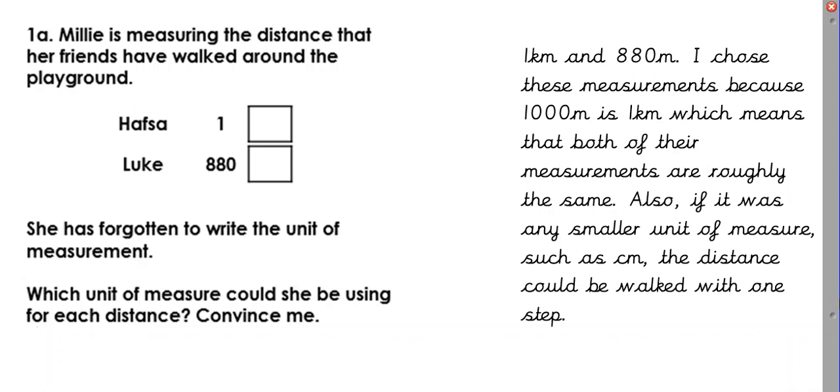So I have used 1 kilometre and 880 metres. And my reason, so my convince me part, is I chose these measurements because 1,000 metres is 1 kilometre, which means that both of their measurements are roughly the same, okay? Because if 1,000 metres is 1 kilometre, 880 metres isn't that far away from 1,000 metres. Also, if it was any smaller unit of measure, such as centimetres, the distance could be walked with 1 step. Okay, so it's a more plausible unit of measure to be measuring the distance in.